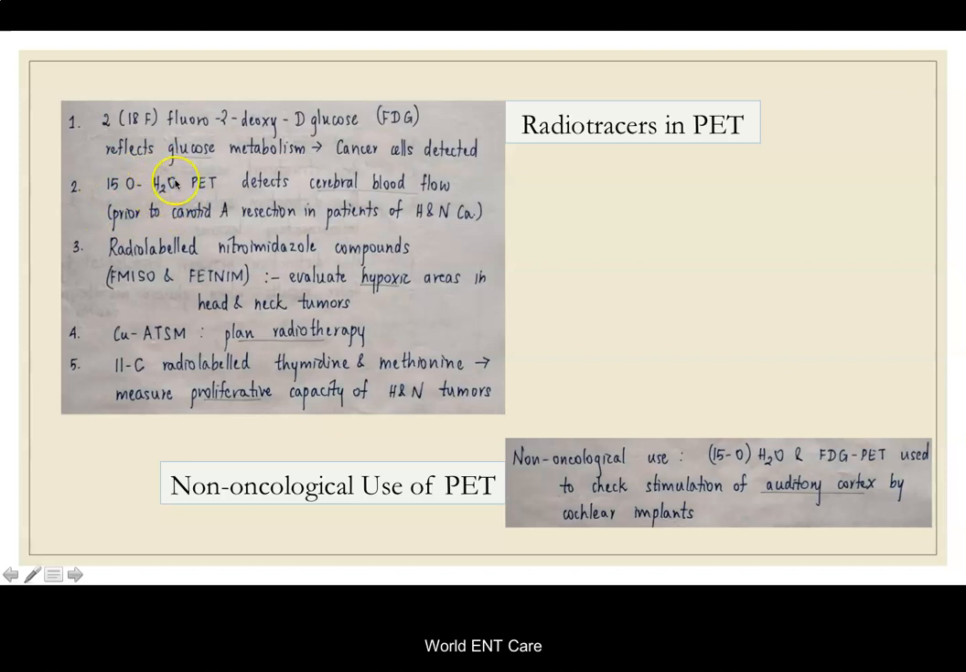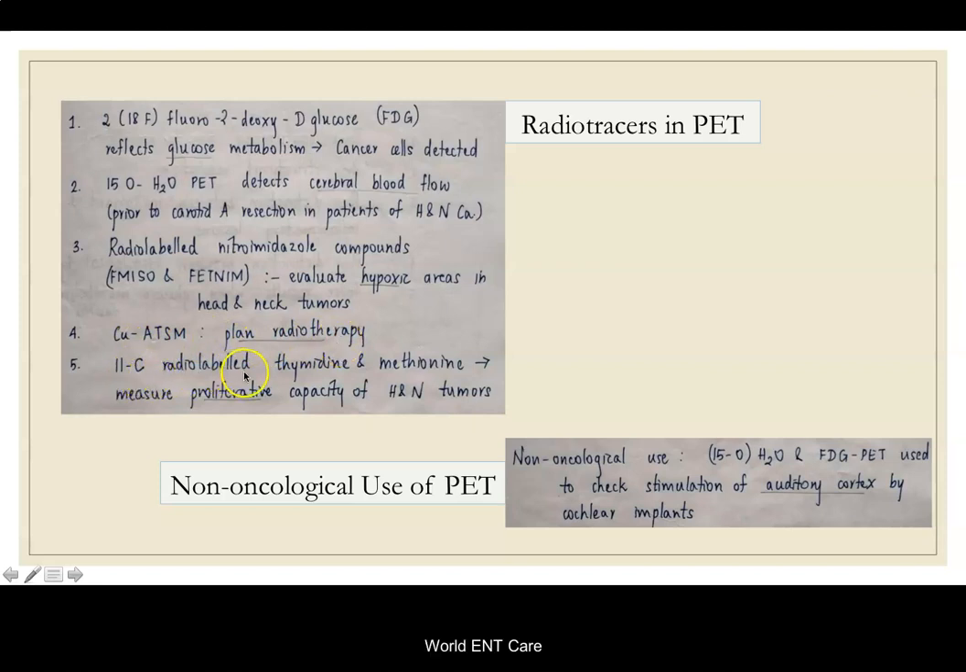15OH2O. Remember, oxygen is usually 16, right? So you use a 15O tracer, a radioisotope of oxygen. 15OH2O PET scan detects cerebral blood flow. This can be used prior to carotid artery resection in patients of head and neck carcinoma. You can use radio-labeled nitroimidazole compounds, fMISO and fetnim. These evaluate hypoxic areas in head and neck tumors. You can use copper ATSM to plan the radiotherapy.